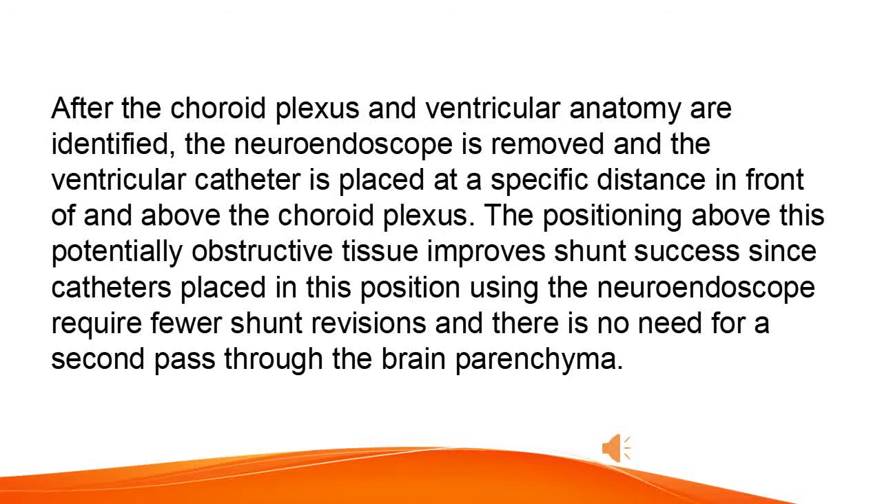After the choroid plexus and ventricular anatomy are identified, the neuroendoscope is removed and the ventricular catheter is placed at a specific distance in front of and above the choroid plexus. The positioning above this potentially obstructive tissue improves shunt success since catheters placed in this position using the neuroendoscope require fewer shunt revisions and there is no need for a second pass through the brain parenchyma.